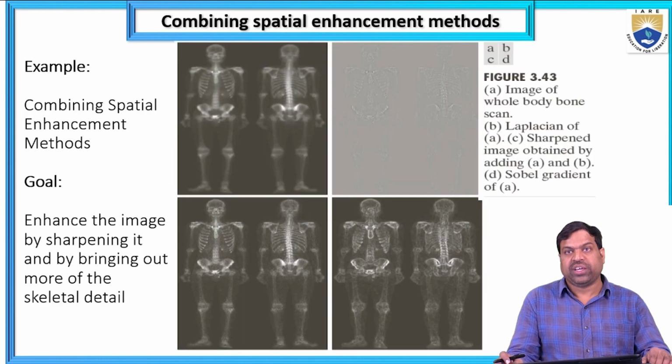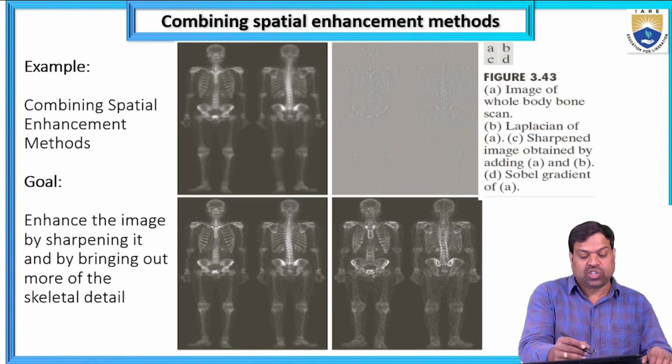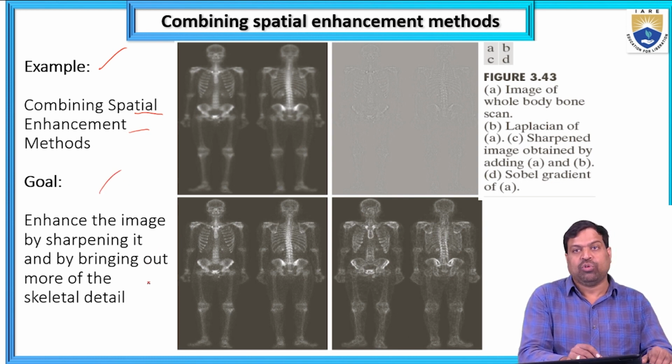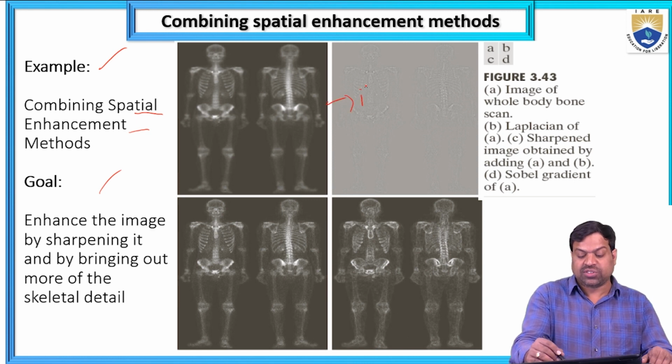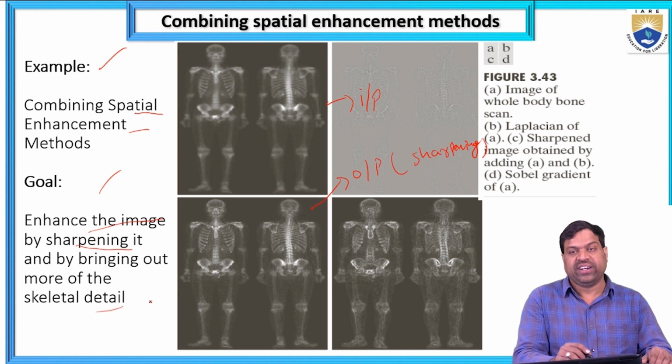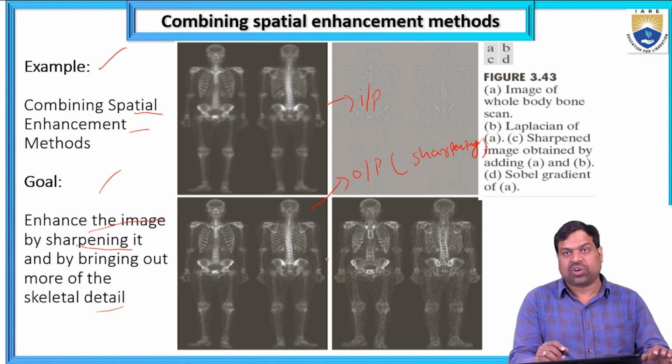Suppose I'm taking one image and combining the two images. It is a combining spatial enhancement, and it is one example. What is the goal? To enhance the image by sharpening it and bringing out more of the skeletal detail. This is the input image, and this is the output, which means sharpening. The enhancement process is going on by bringing out more of the skeletal detail, so the final contrast and brightness help in identifying the image.